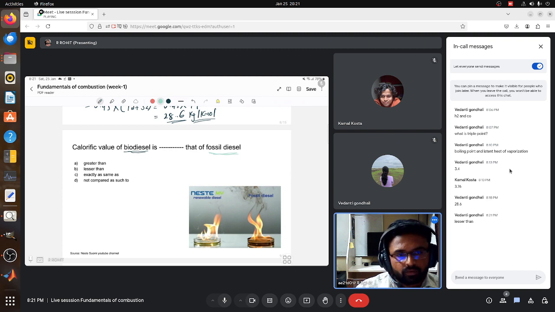Yeah, so lesser, that's right. The calorific value of a biodiesel that is derived from the alcohols is lesser than that of a fossil diesel. That is your answer.